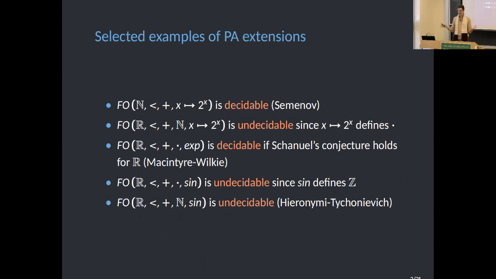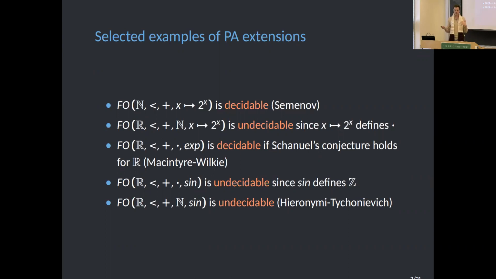And then a last example, if from the last one, we switch out multiplication in favor of a predicate for the natural numbers, we still have undecidability. This is a lot less trivial than the previous one, and it's a result of Peronomy and Kanovich. And so the point in all of these examples is that there's no clear pattern, and if we take an extension by this function or consider the reals or the natural numbers as our underlying set, there's no immediately clear pattern in terms of decidability.